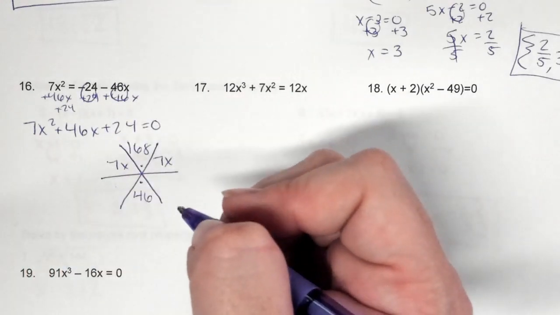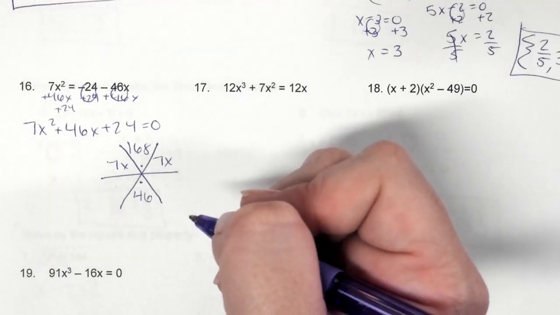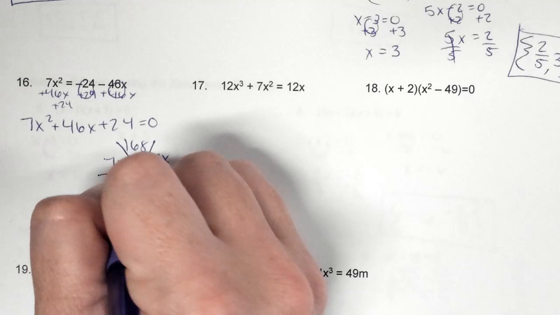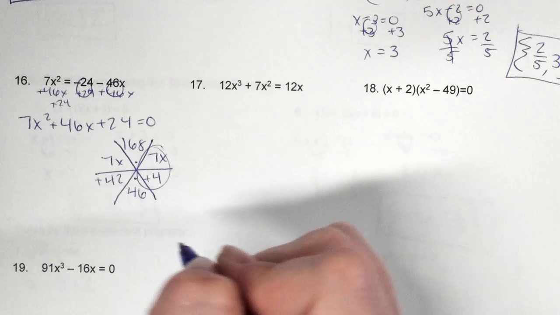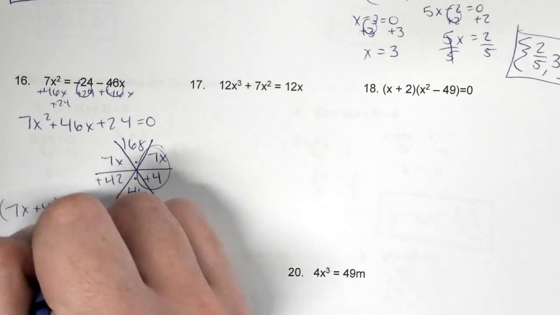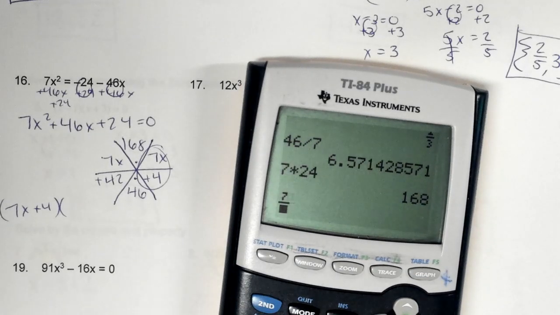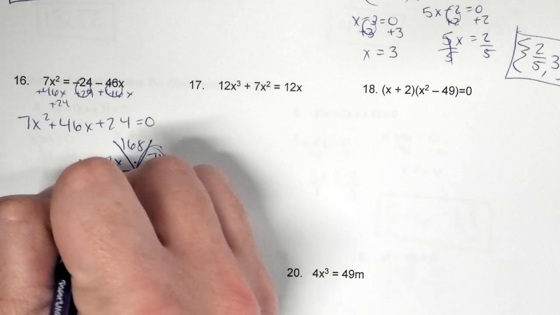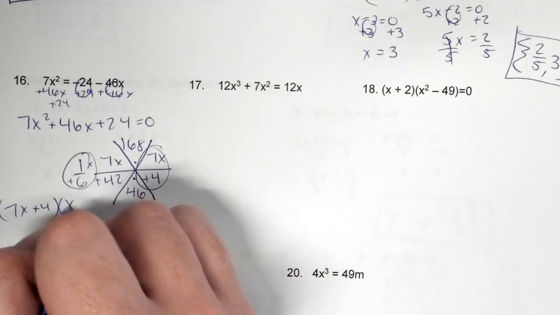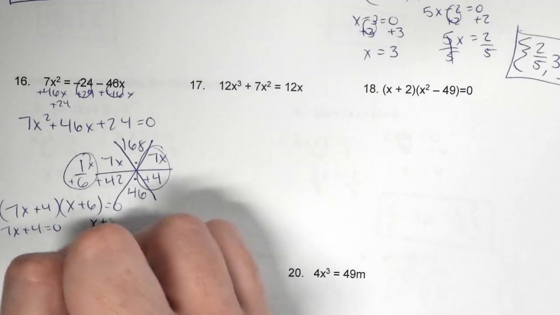And then if you do this in your calculator, you end up getting 42 and 4. Both positive. So this does not simplify, but this one does. I get 1 over 6. So we set them both equal to 0 and solve.